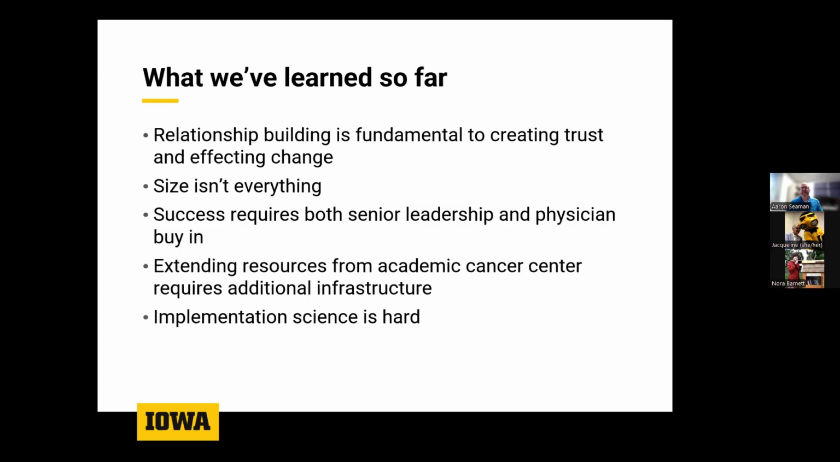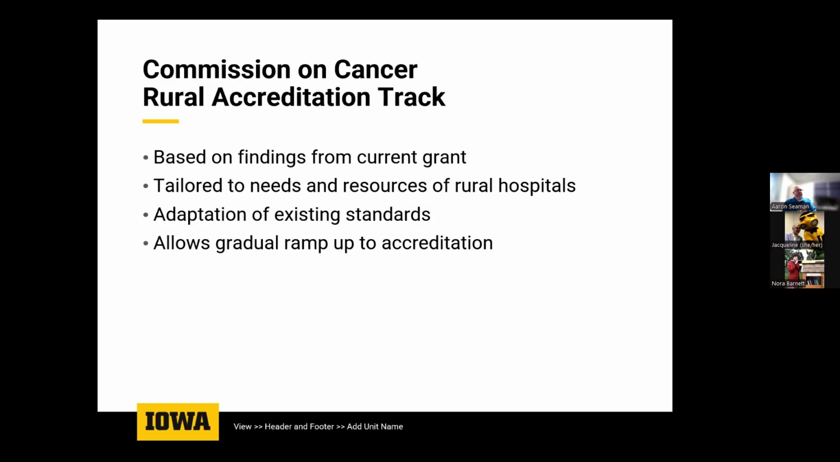Couple successes that we've had recently. The Commission on Cancer has recently announced that they're starting a rural accreditation track. And that's based on findings from our current grant and a lot of work from our grant team working with the Commission on Cancer. The rural accreditation track will be tailored to the needs and resources of rural hospitals. And part of what this will involve is an adaptation to some existing standards in terms of how they're met and the timeline on which they're met.